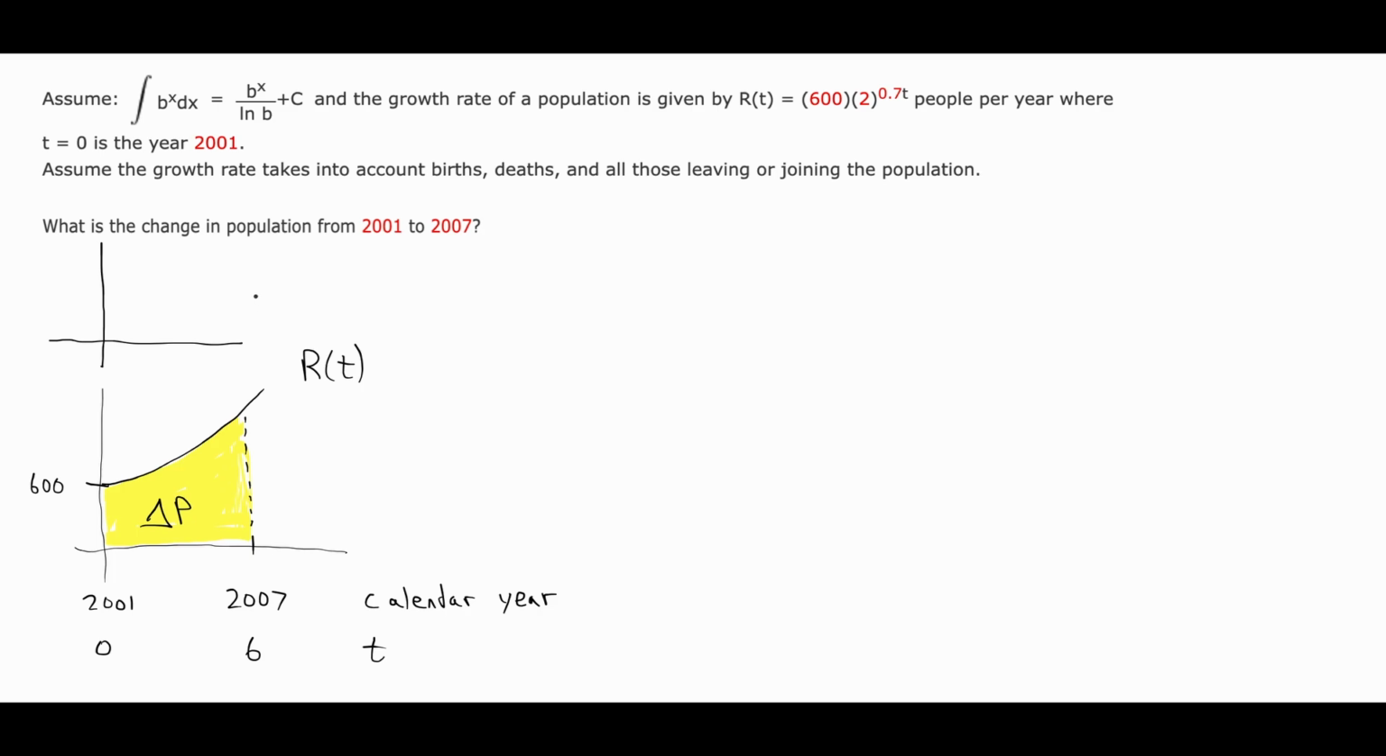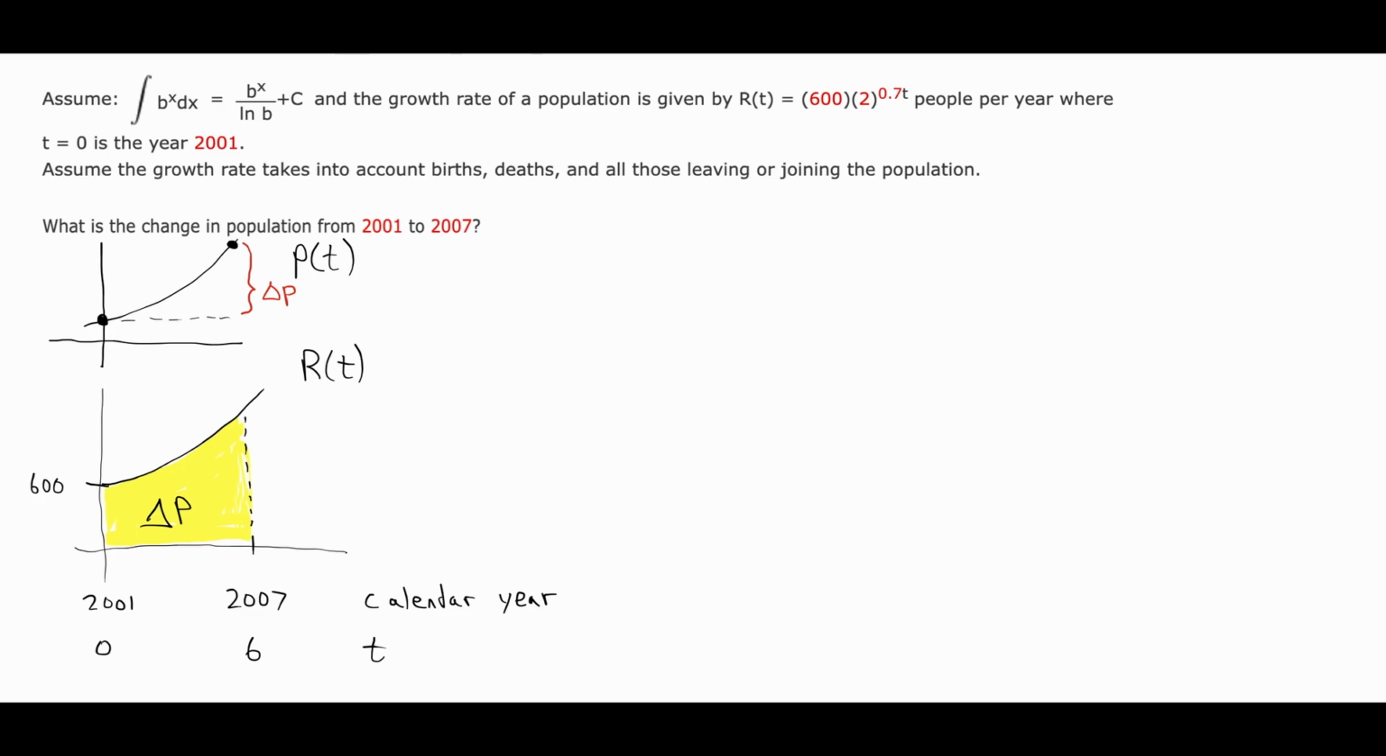The population has its own curve, which is an antiderivative of R. If we were to sketch the population, it would also be some kind of exponential graph. But what we're trying to find is how much the population increases. That would be what we're finding, which is delta P in this case.